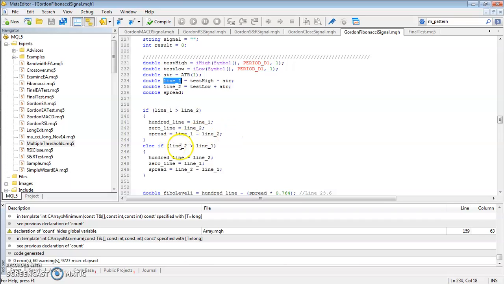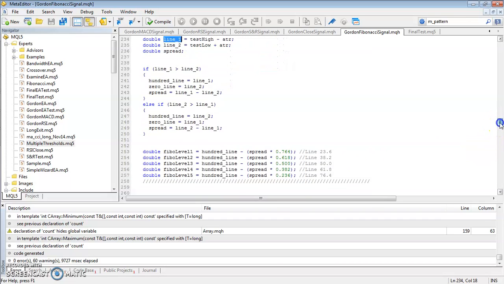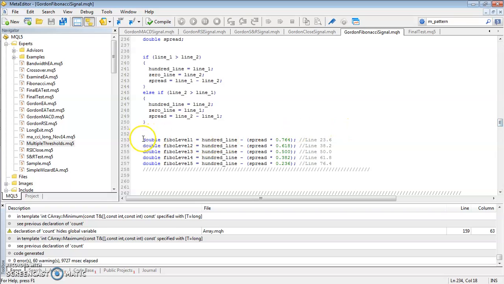On the other hand, if line 2 is greater than line 1, then it would be the other way around, where line 2 is the 100 Fibonacci line, and line 1 would be the 0 Fibonacci line, and the spread would be line 2 minus line 1. And here would be the calculation for it.